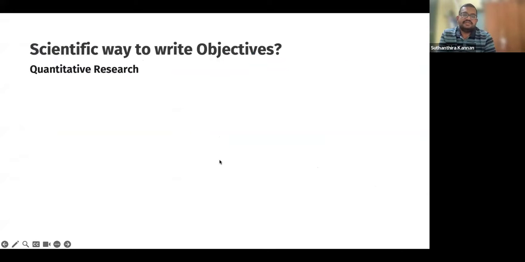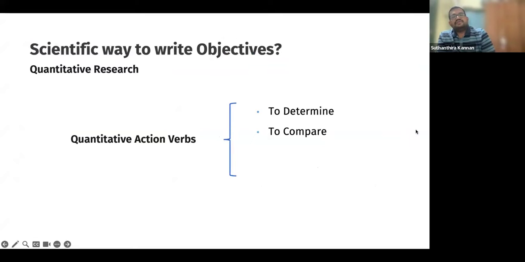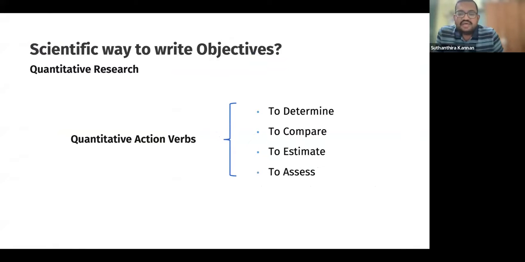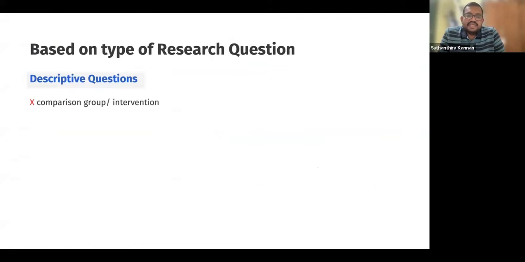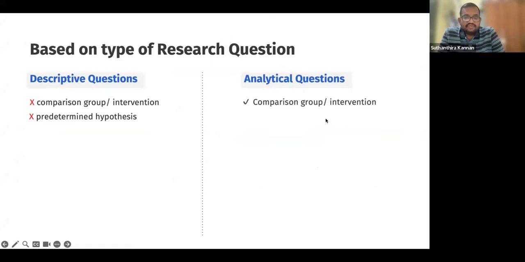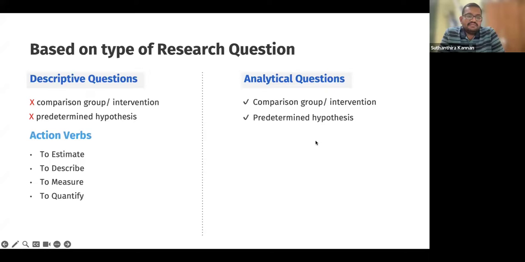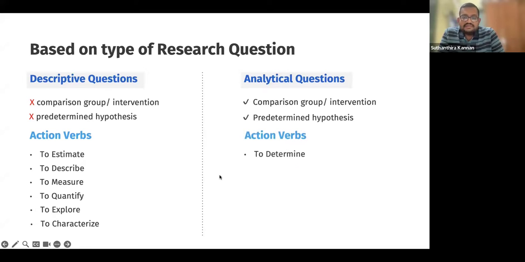Now, the scientific way to write the objectives. For quantitative research, what are the verbs you should use? This is available in the basic course in biomedical research. So: to determine, to compare, to estimate, to assess. For descriptive questions, and analytical questions where a comparison group, intervention or predetermined hypothesis could be there, the action verb may vary: to estimate, describe, measure, quantify, explore. Explore is used when you write a qualitative research thesis. Action verbs are to determine, to investigate, to examine, to compare.